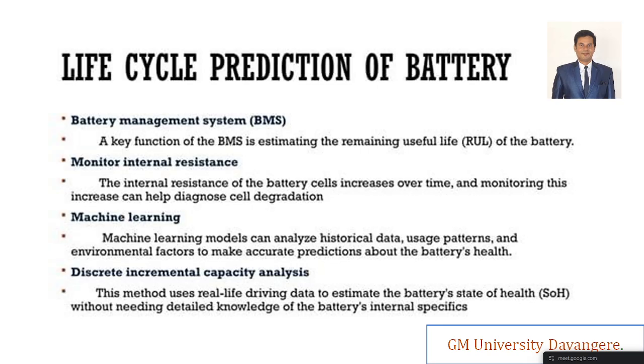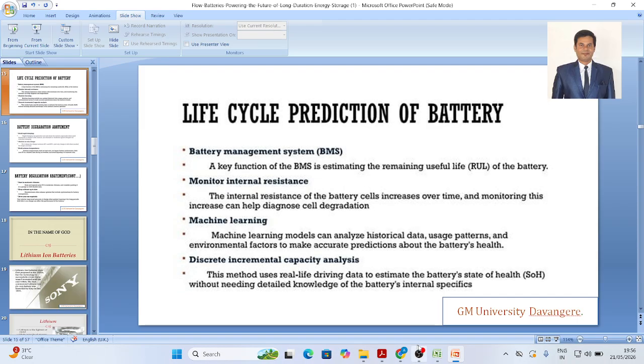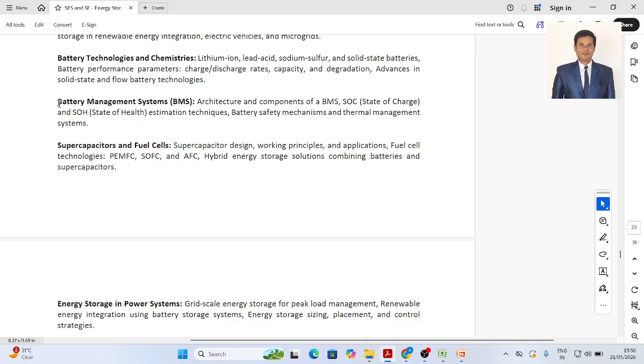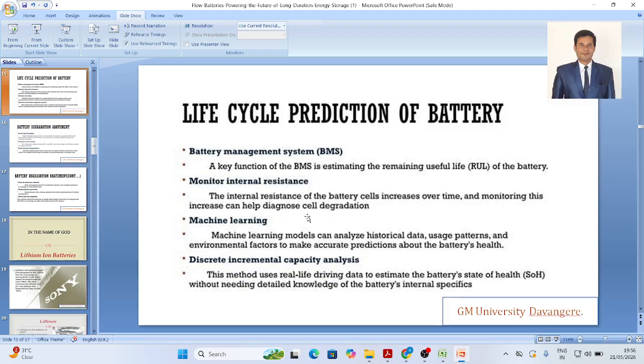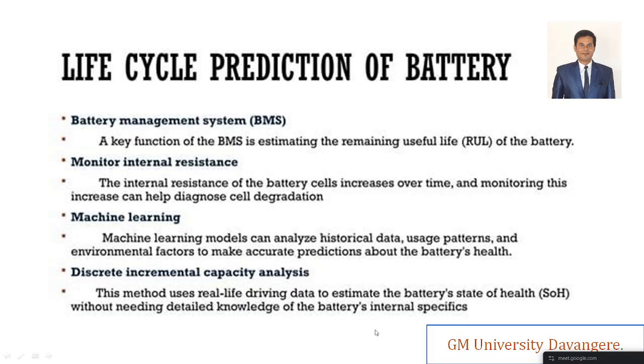Then we'll go for machine learning, and then we'll see the incremental capacity analysis also. So these are the various things we are going to study in this module: the battery management system. First we'll go to the architecture, and then to the state of charge, state of health, estimation techniques, various mechanisms, and the thermal systems. This is how we are going to make the predictions of the battery life.